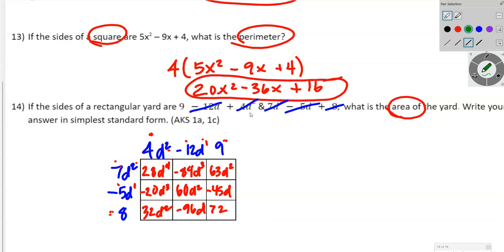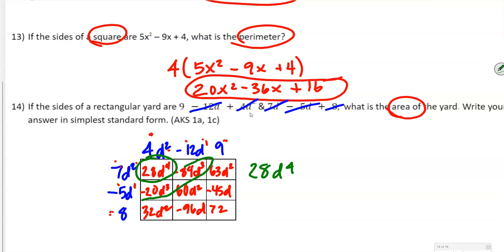So I don't see another d to the fourth, so I just have that one right there. So that's going to be 28 d to the fourth, right? Then I do see right here two negative terms, right? So negative 84 minus 20 is going to be minus 104 d to the third, right? Then we got our d to the seconds right here. Y'all see this? 32 plus 60 is 92, and 92 plus 63 is going to be 155. And that's going to be our d squared.